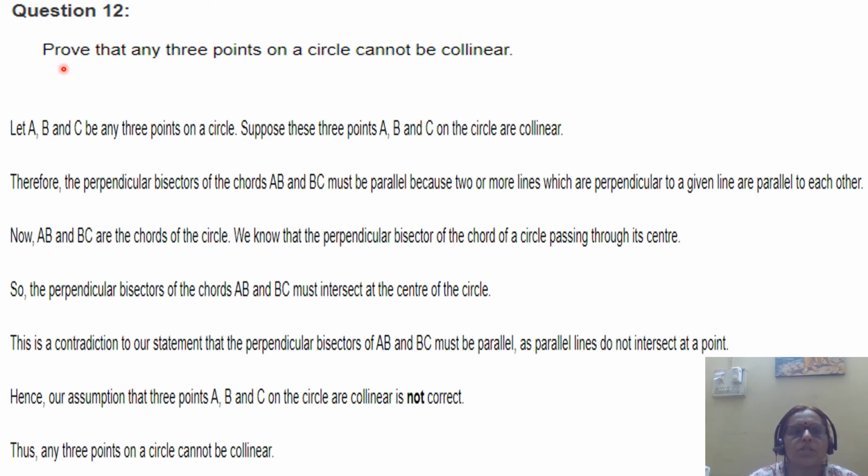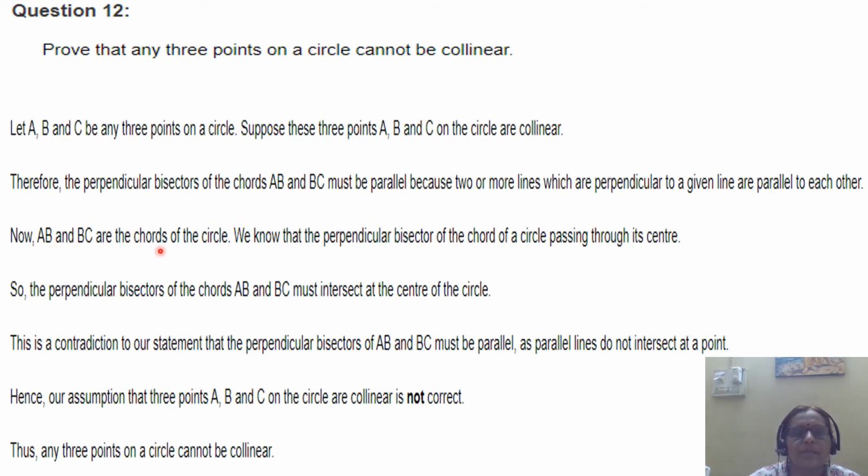Your next question is, prove that any 3 points on a circle cannot be collinear. Let A, B, C be 3 points on a circle and suppose that these 3 points on the circle are collinear. This is our supposition. So the perpendicular bisectors of AB and BC must be parallel because two or more lines which are perpendicular to a given line are parallel to each other.